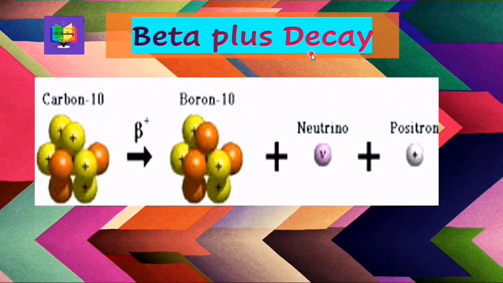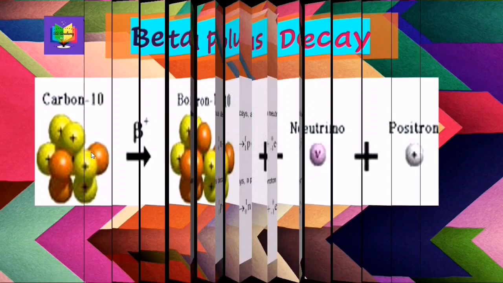An example of beta plus decay is that of carbon-10. Carbon-10 is converted into boron-10 with the emission of a neutrino and a positron. Now these two kinds of particles are protons and neutrons, which are inside the nucleus. So in fact they are nuclei of boron and carbon, in which positively charged particles are protons and neutrons are neutral.